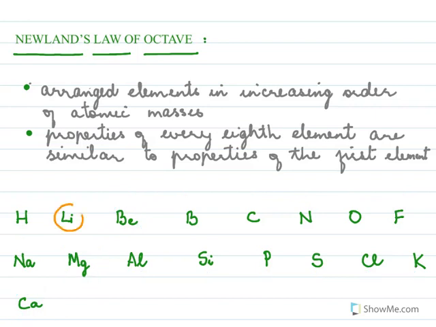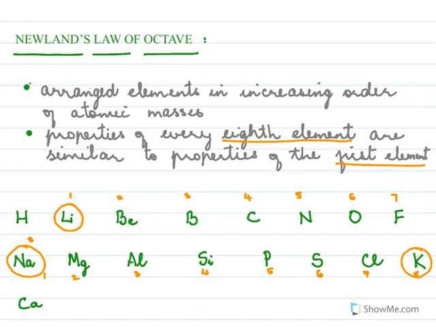Let me start with lithium as the first element. Which will be the next element that has similar properties? 1, 2, 3, 4, 5, 6, 7, 8. Sodium will have similar properties. Now to find the next, I start with sodium as 1, 2, 3, 4, 5, 6, 7, 8. Potassium. So lithium, sodium, potassium all will have similar properties. So the properties of every eighth element are similar to the properties of the first. But what is important is you need to arrange your elements in increasing order of atomic masses.